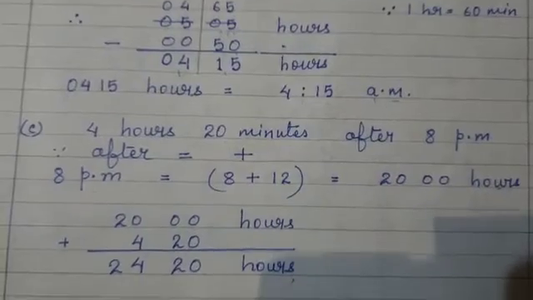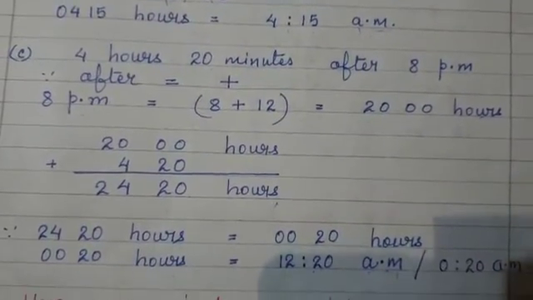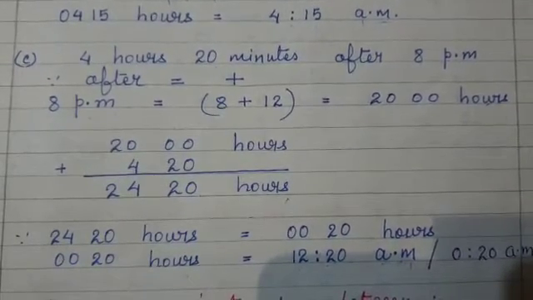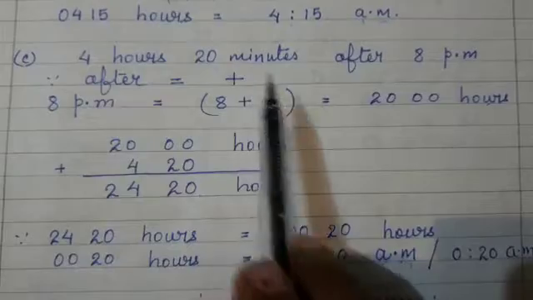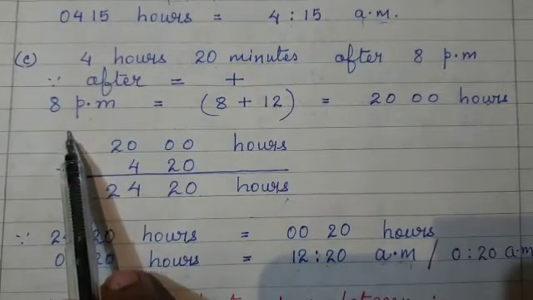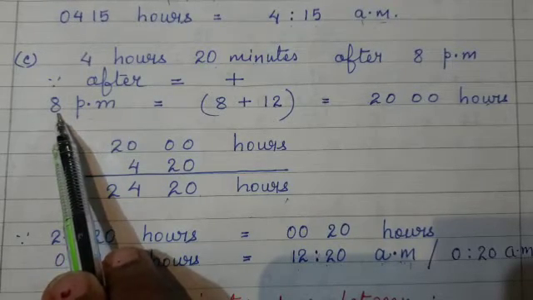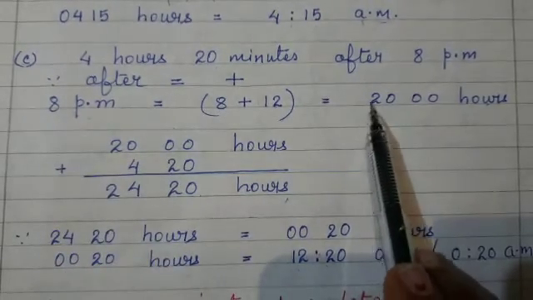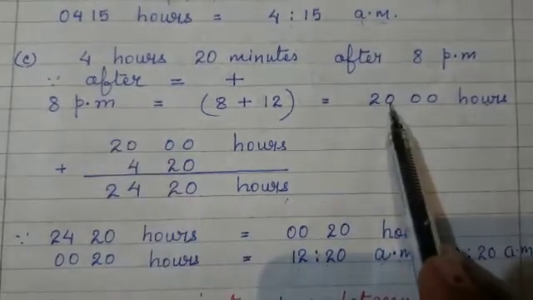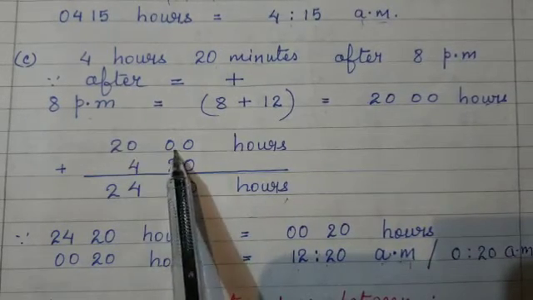Look at here. Here it is 4 hours 20 minutes after 8 p.m. Again, after means addition. So we have to add this 4 hours 20 minutes with this 8 p.m. So first of all, 8 p.m. is equal to, p.m. means second segment. So we have to add 12 hours with this 8. So we are getting 20. So 2000 hours. As there is no minute, therefore 2000 hours. That means 20 hours 00 minutes.